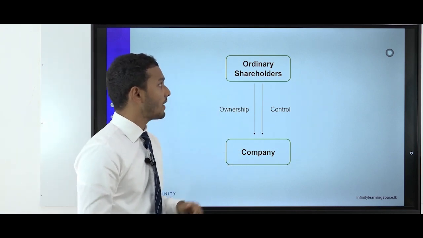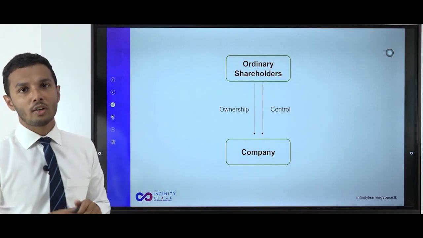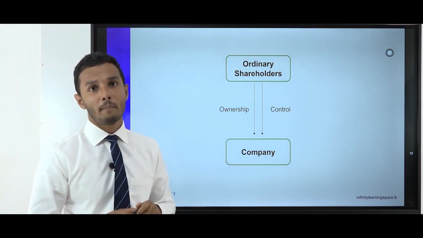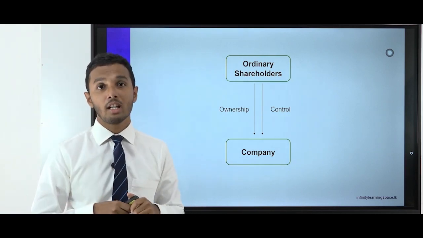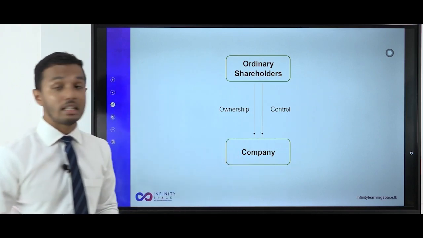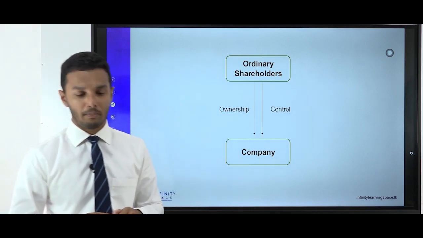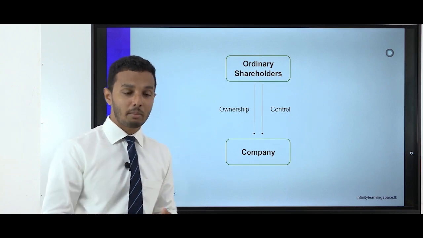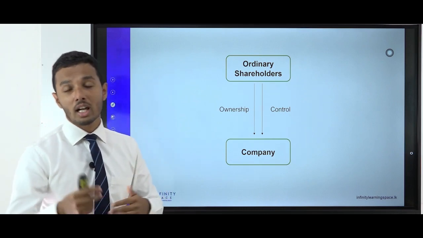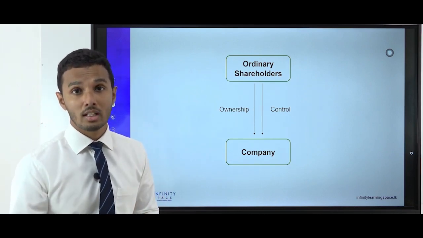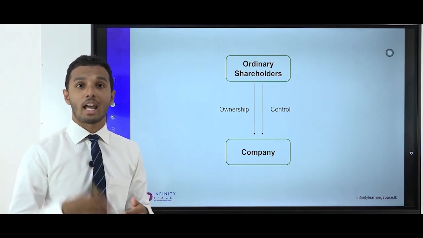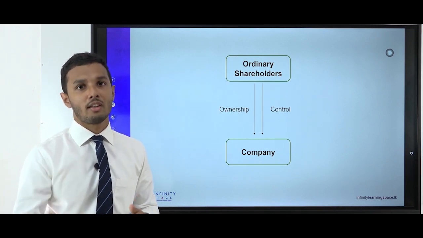Because when you have ordinary shares, as a result of that, you get voting power, and using that voting power, you can control the company directly and indirectly. Now, if I explain what directly means, ordinary shareholders are able to vote for resolutions at shareholder meetings like the annual general meeting and the extraordinary general meeting.